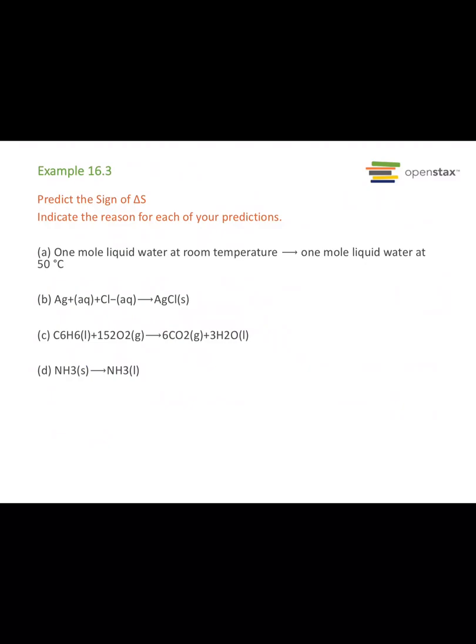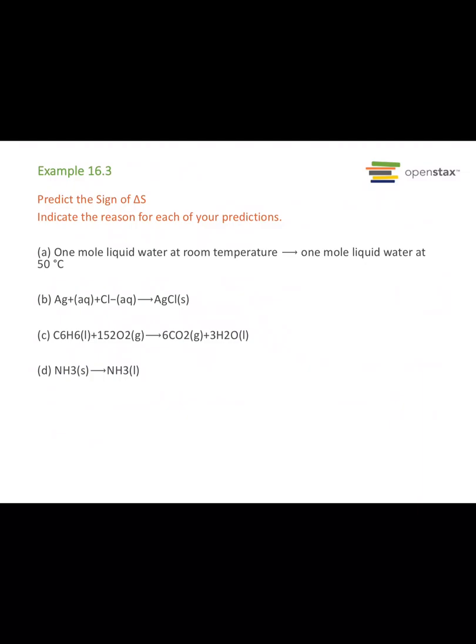For C, we're going to be looking at the gas phases. So in this case, we have 15 moles of O2 gas compared to 6 moles of CO2. You're decreasing the number of moles of gas, and so because you're decreasing the number of gas particles that you have, you're actually decreasing the sign of delta S.